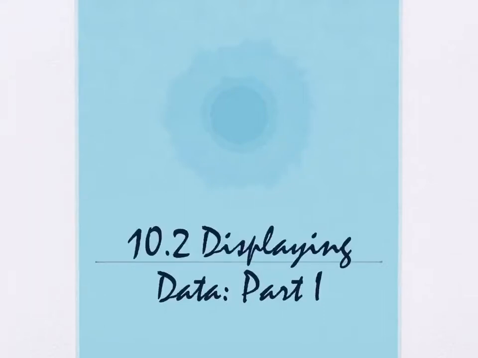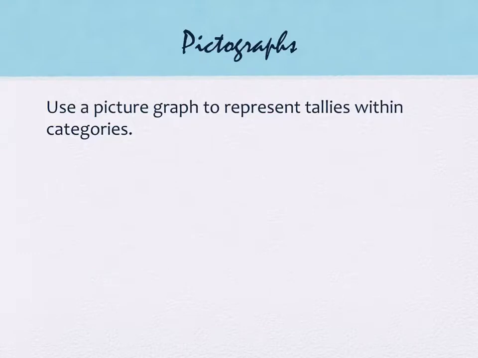Today we're going to take a look at section 10.2. 10.2 and 10.3 legitimately are like just one giant section that they've sort of split because it was too much material. So this is called displaying data part 1, and the other one's going to be called part 2. To start with, we're going to take a look at a number of different kinds of graphs, and the first graph we're going to look at is called a pictograph.